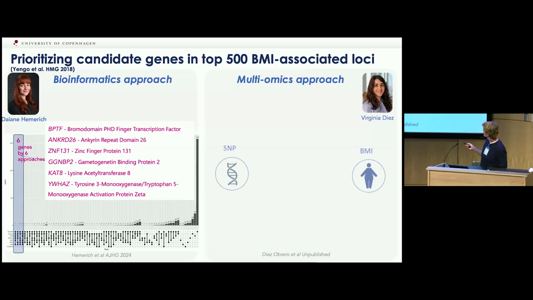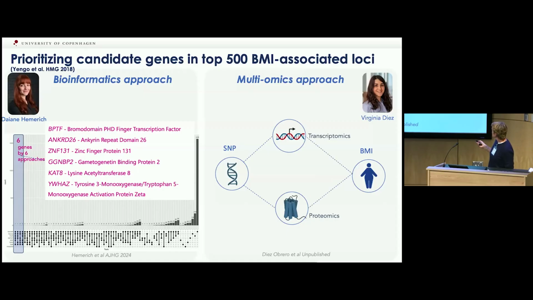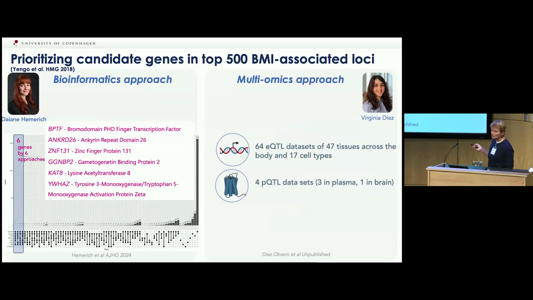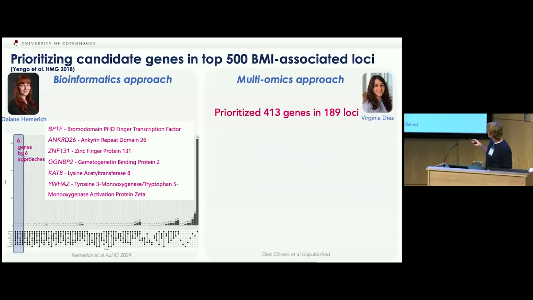is Virginia. She's using a more multi-omics approach, where we go from SNP to BMI through maybe gene expression and proteomics data. So what she did is she combined all the publicly available eQTL data across multiple tissues. Sometimes she did a meta-analysis. She did the same for the proteomics data and used that in her analyses to basically align all the variants that we have. And I should have emphasized, these are the 500 variants that have been reported in the Yang et al. paper, which is the latest GIANT paper.